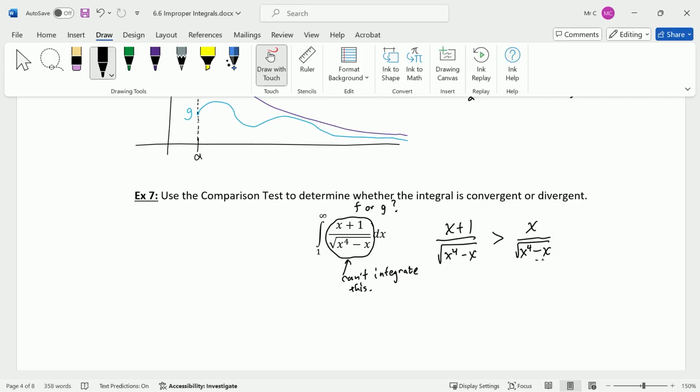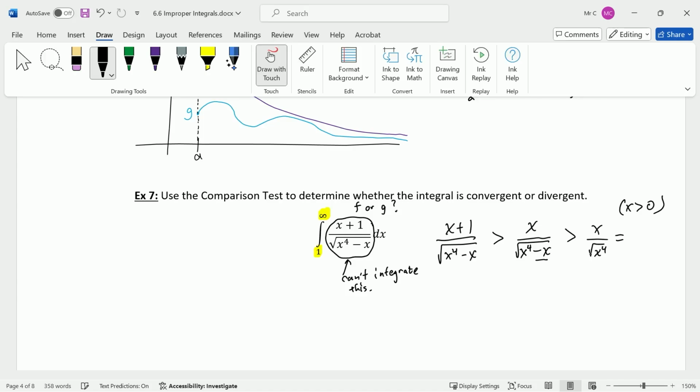Now here, I'm subtracting x from x to the fourth in the denominator. So as long as x is positive, which it is, keep in mind, x is positive because the integral bounds are from 1 to infinity. If I'm subtracting a positive number from the denominator, then my denominator is getting smaller, right? So in other words, if I remove that, so I have x over the square root of x to the fourth, that means this denominator is bigger, but a bigger denominator is a smaller number.